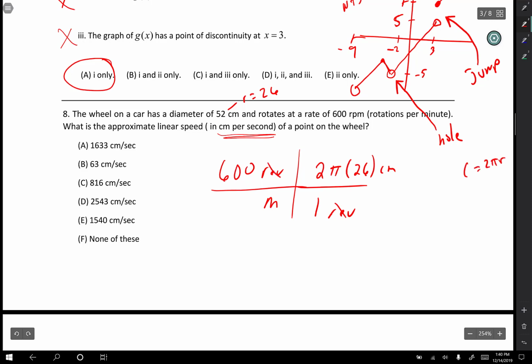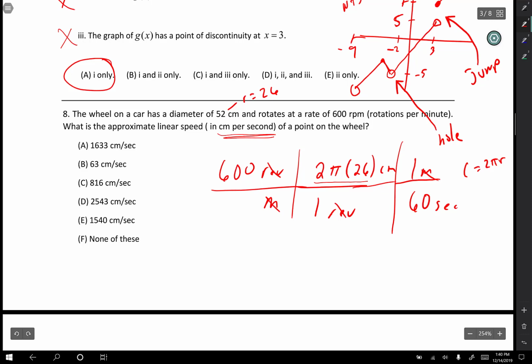So the distance that one full circle covers is 2 pi times 26. Now the next thing I have to do: I don't want centimeters per minute, I want centimeters per second. So I say in 1 minute, I have 60 seconds. There the minute goes away.